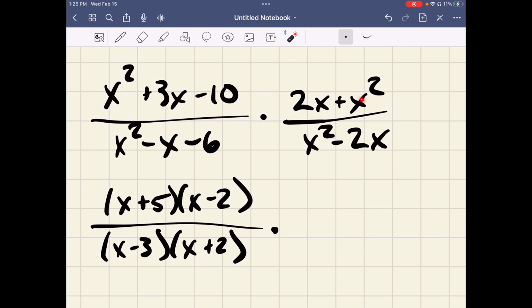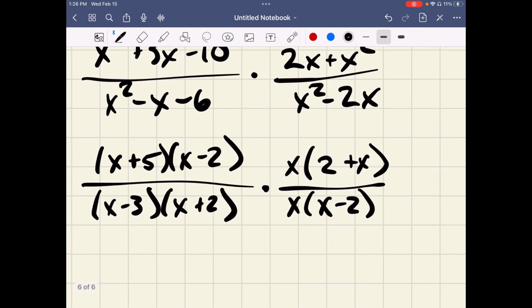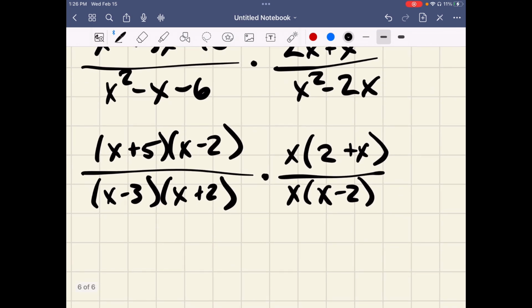I'm going to notice I have common factors in both terms of the top, which would be an x. So if I factor an x out, I just get 2 plus x. And if I do the same thing to the bottom, just factor an x out of both of those, I get x over x minus 2. So now I'm going to recognize, all right, well, I can just multiply every term together over the top, every term across the bottom, and then we'll be good to go.